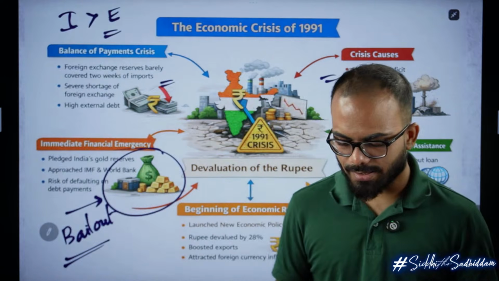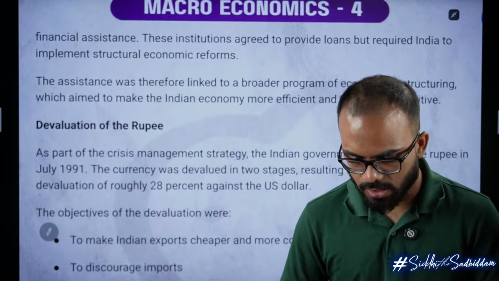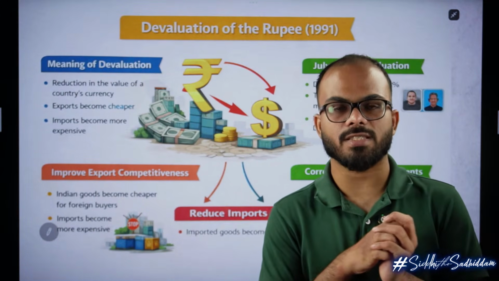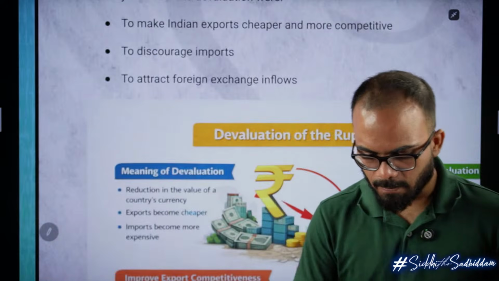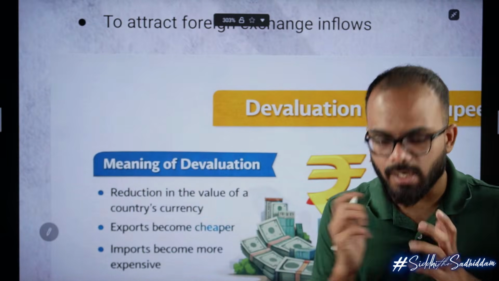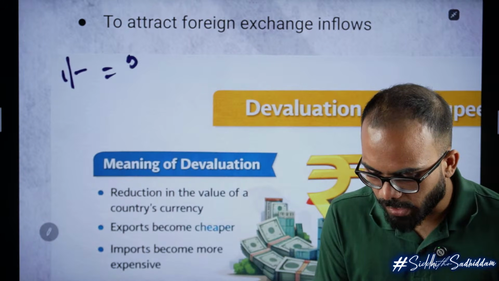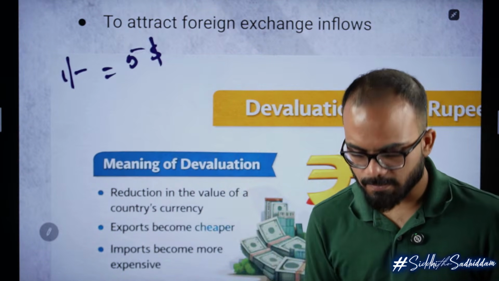The first thing that they did as a part of this was the devaluation of the rupee. The first major change that was implemented is known as devaluation of the rupee. What is the meaning of devaluation of the rupee? It's very simple. Before 1991, for example, let us say 1 rupee is equal to $5. Okay, this is a very random example. This is not a right number.